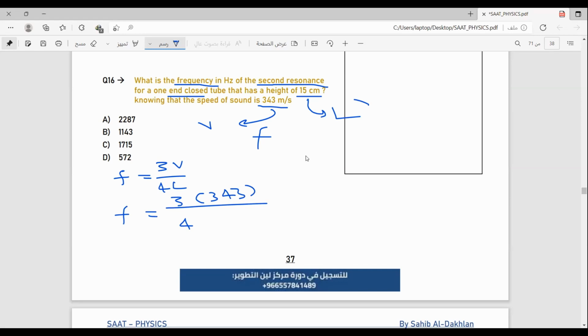Now you have to convert from centimeter to meter. Why? Because the speed, which is 343, is in meters. So when you convert it, it will be 0.15. So it means that this 0.15 will be 15 over 100. It's equivalent to it. So we will use this way of formulation. Okay, so what we will have here, somehow it's maybe complicated. Let me make a second part here. So 100 will come up here.